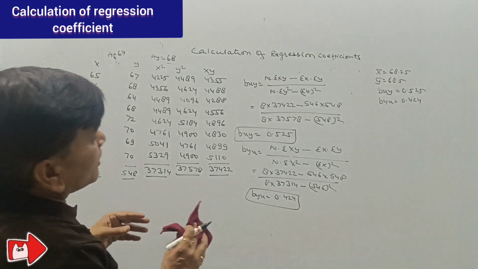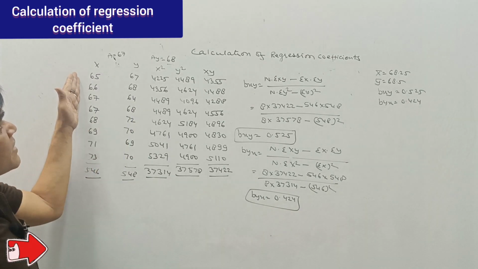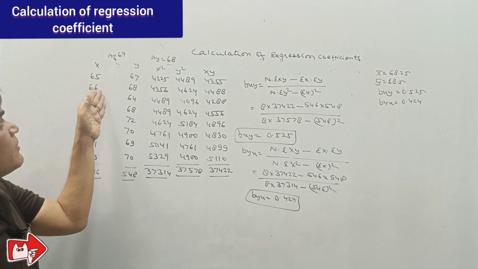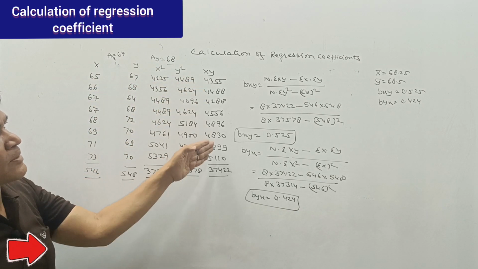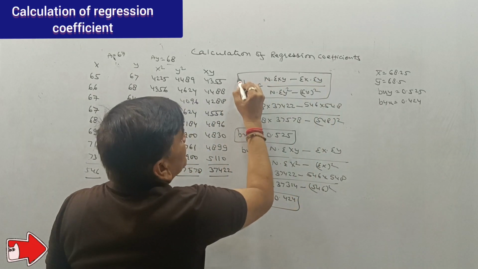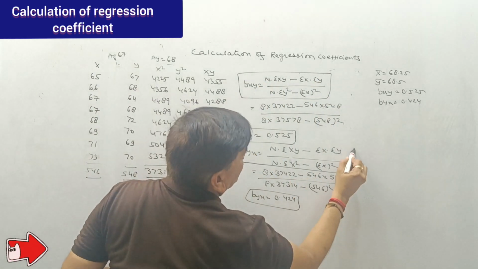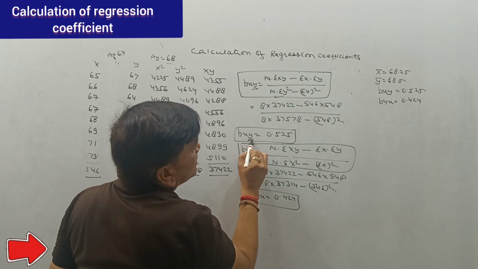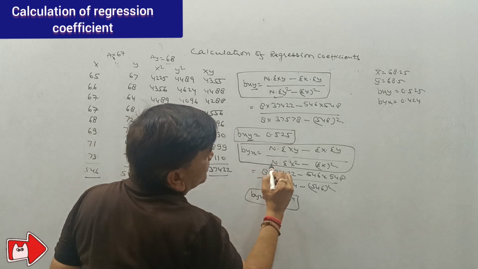Now it's very easy. X and Y are given, calculate x square, calculate y square, and also calculate the multiplication of xy. So for BXY we have to use this formula, and for BYX we have to use this formula. You will see y is here, so y is downside, and x is the second item.